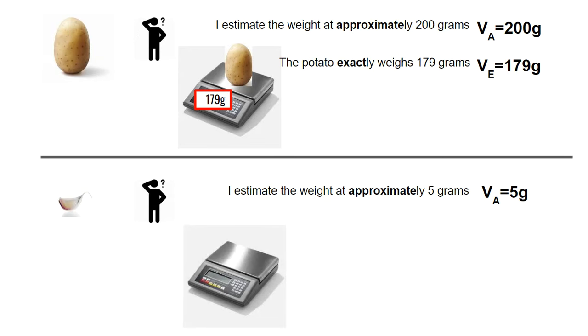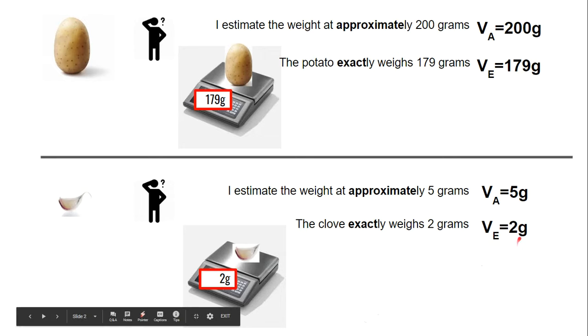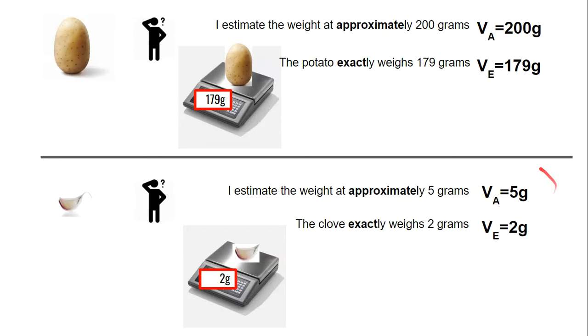I do the same thing. I put it on top of my scale and I get, oh well, it's actually 2 grams. So I was actually well over it. So the clove exactly weighs 2 grams. Perfect, no problem. And I write it down like this. The exact value is 2 grams. Now notice VE for exact value and VA for approximate value.